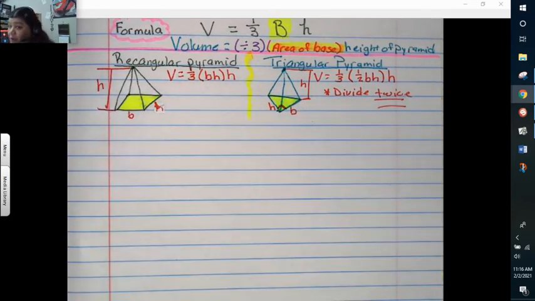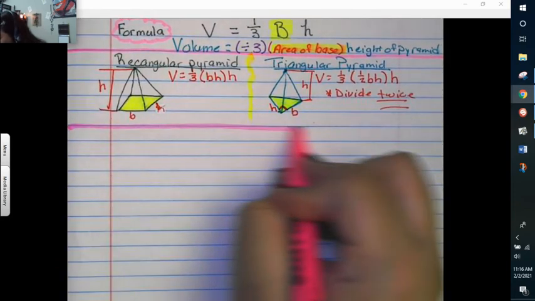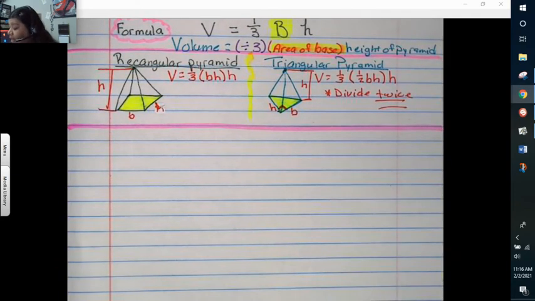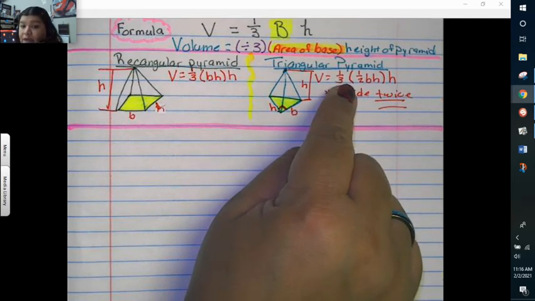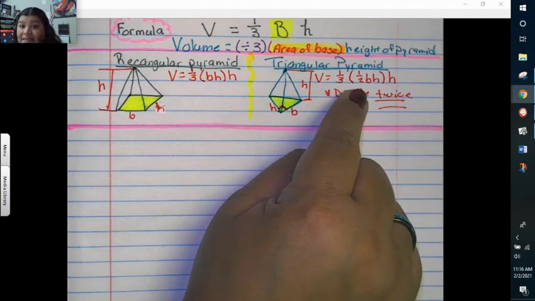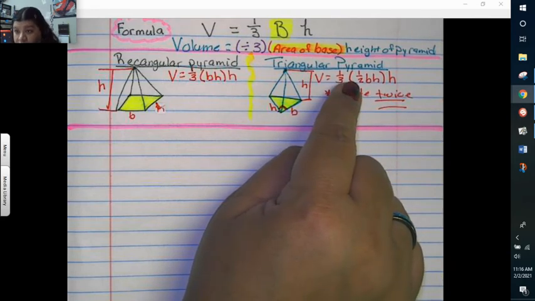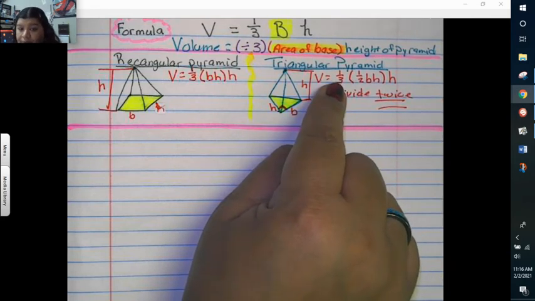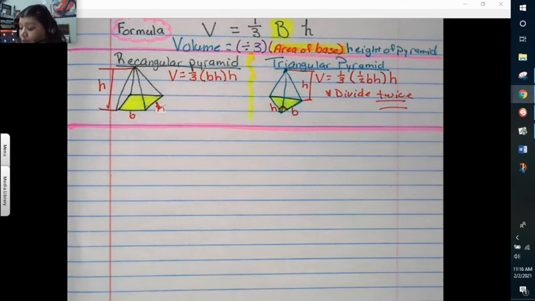You can actually divide once if you want to, if you can think that way. And the reason you can divide once is, if I do 1/3 times 1/2, I get 1/6. So I can divide by 6 if I wanted to. If not, if you want to keep the formula as is, then you would have to divide by 2 and divide by 3, or divide by 6. It's up to you which way you feel more comfortable with.